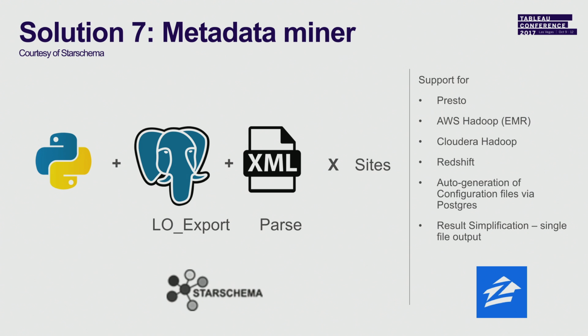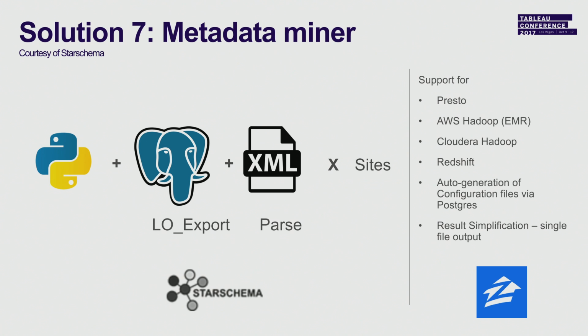So what we needed was something that could mine the large object repository, parse the XML in batches, and generate a CSV that just tells us everything we need. So Tomas actually have a tool that does this. It does the export, parses the XML, works through the sites. We added support for Presto, EMR, Cloudera, Redshift, as well as auto-generation of configurations so that we can iterate over everything in our server. And we also do result simplification. It spits out a whole bunch of stuff. We care about one table, so we just delete everything else.